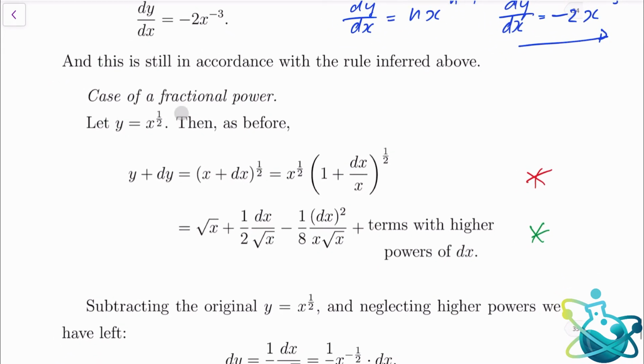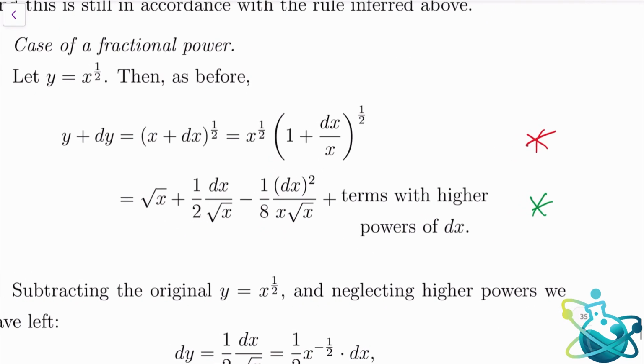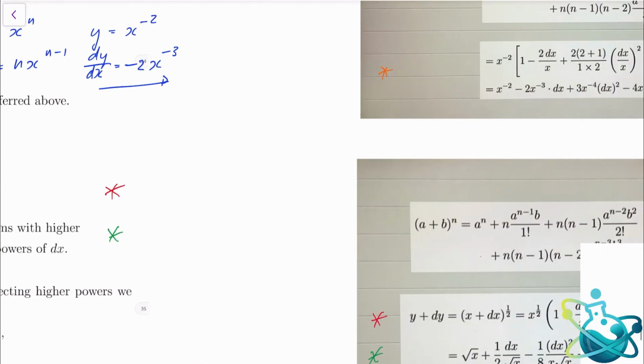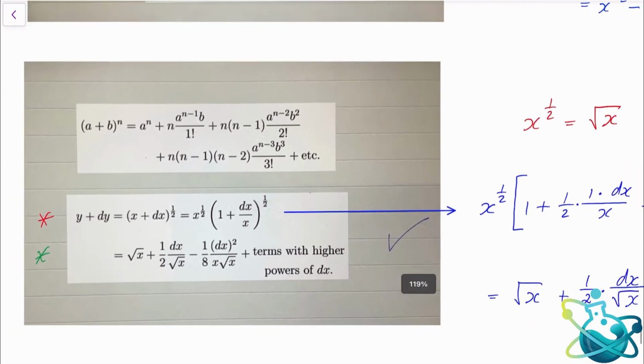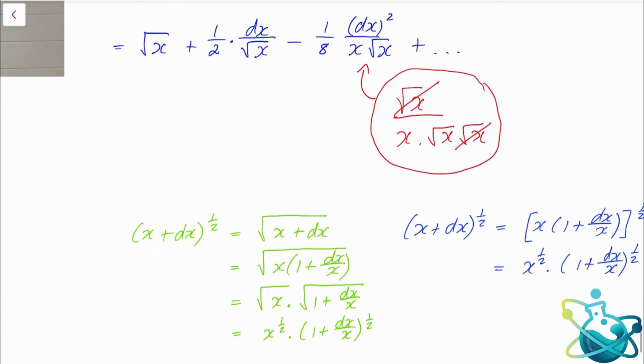Guys, let's look at the last case now: a case of a fractional power, y equals x to the power half. We're going to follow the same pattern. Again, he broke it up here: there's your y plus dy, there's your x plus dx. And again he broke it up into 1 plus dx over x, I think because he wants to make the expansion simpler. Let's look at how it's done here. Guys, you can do your factorization to get it to that.